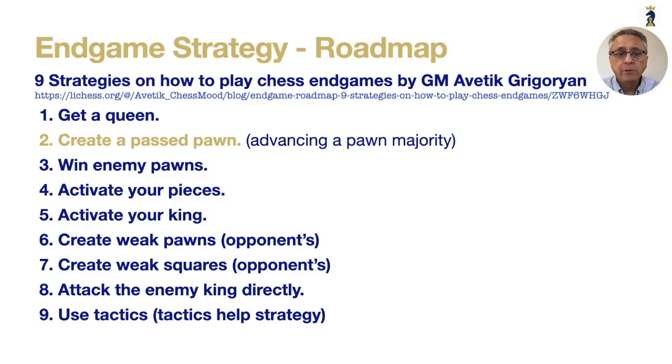And if you don't happen to have a pawn majority in your position, then you try to get one by following the next strategy, which is winning enemy pawns. And to win enemy pawns, you follow the next strategy, which is activating your pieces. These 9 strategies will teach you how to play endgames, and I recommend you go over this blog post by Grandmaster Avetik Grigoryan.